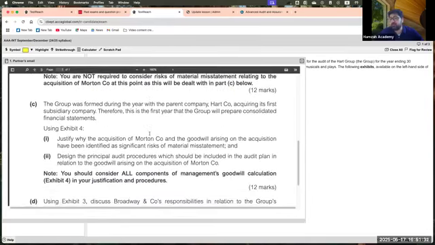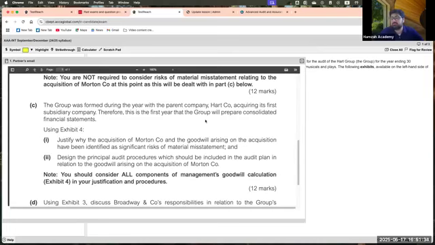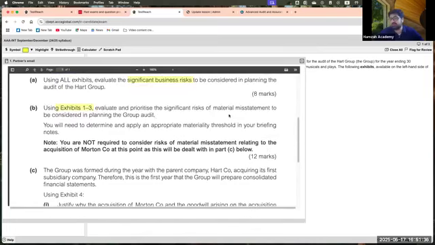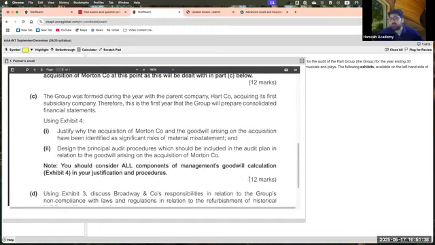Okay. Now part C is here. You see here, 12 marks and 12 marks. 24 marks are directly on the risk of material misstatement. And if I add the other indirect marks, it may become 30 to 35 marks. That's why I say, if you don't prepare it well, God forbid.